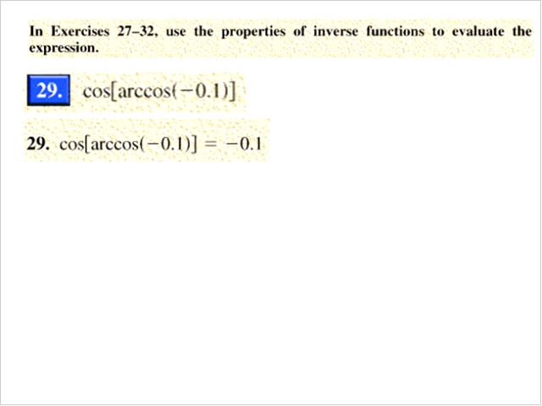All right, next, I just said that cosine and arc cosine or sine and arc sine undo each other. They're inverses of each other. So in this case, because I have cosine and arc cosine, those cancel each other out, and I am left with just negative 0.1.